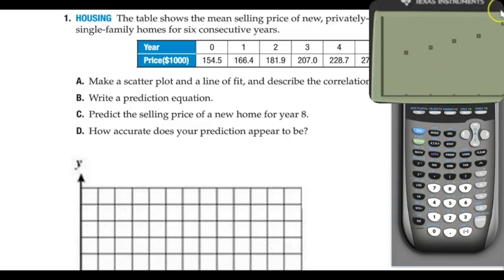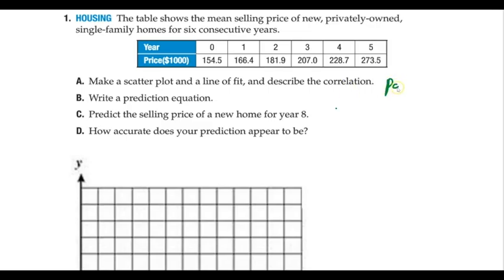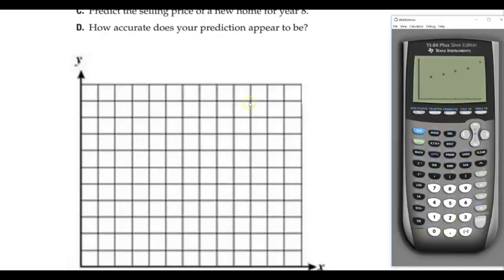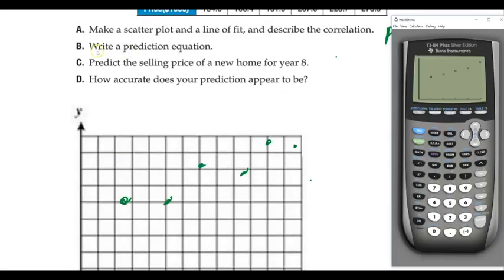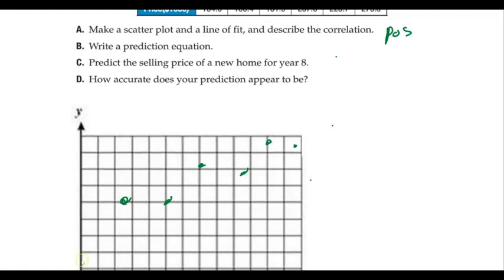Describe the correlation. Looks positive to me. It's a positive correlation. If I want to draw a line, it doesn't have to be perfect. Let's try to match it. It looks something like this. It's going like this. Let's talk about how to write a prediction equation. Let's do the prediction equation.